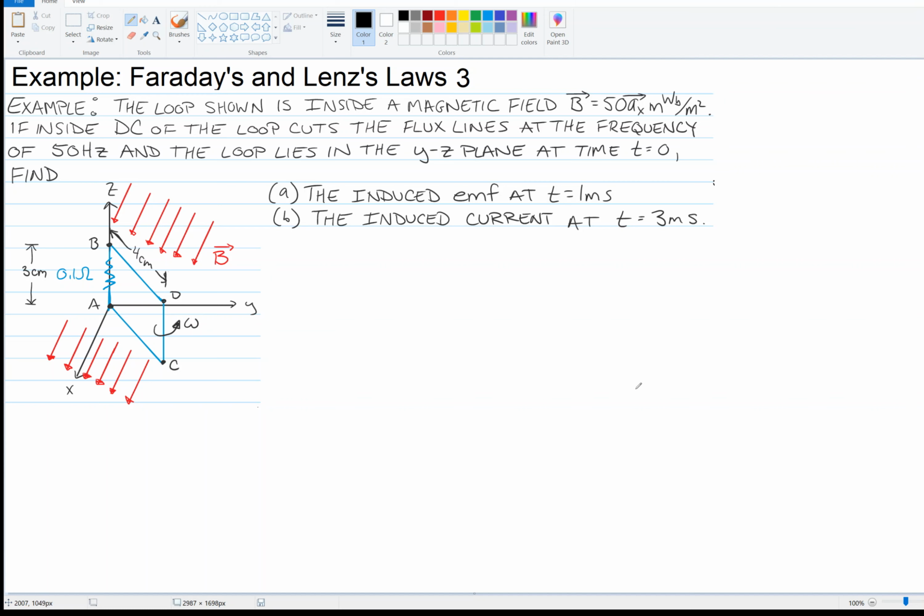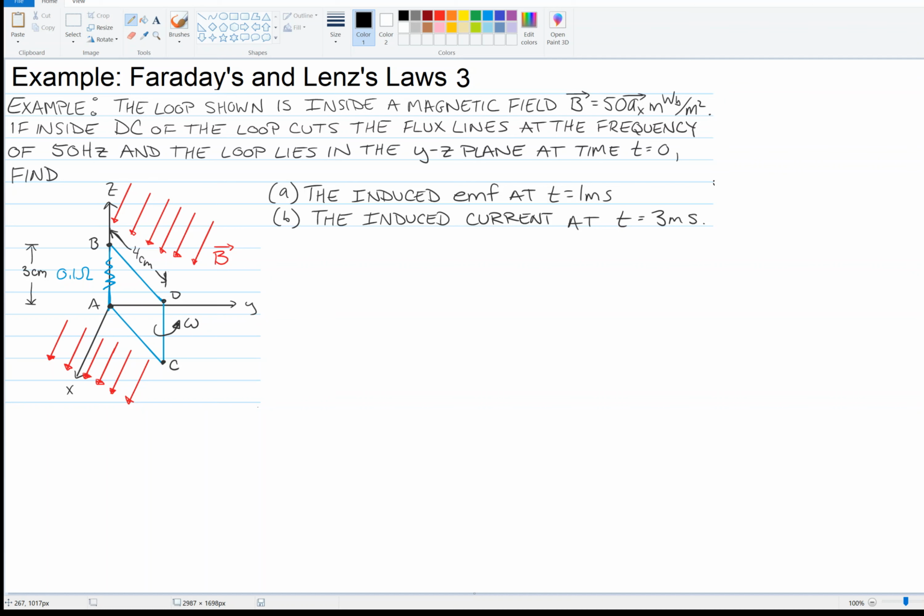Hi, we're talking about Faraday's and Lenz's law, so I've got another example here for you. There's a loop inside a magnetic field, which is constant, the magnetic field that is, at 50 milliwebers per square meter in the x direction. So I've shown that the red arrows should be parallel to the x-axis there.